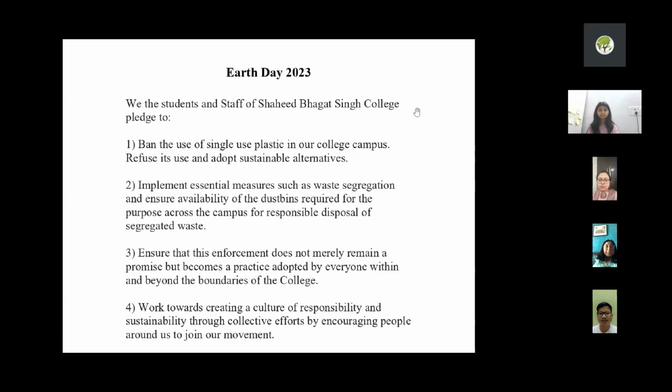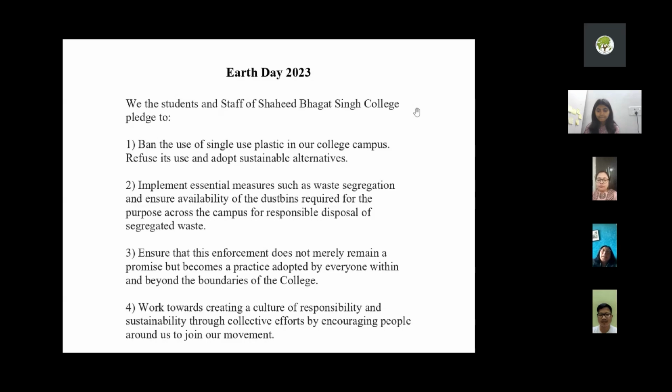Implement essential measures such as waste segregation, and ensure availability of the dustbins and investment required for the purpose across the campus, with responsible disposal of segregated waste.